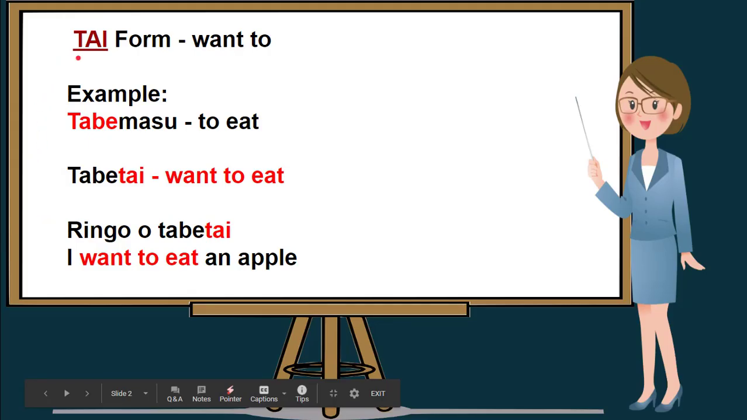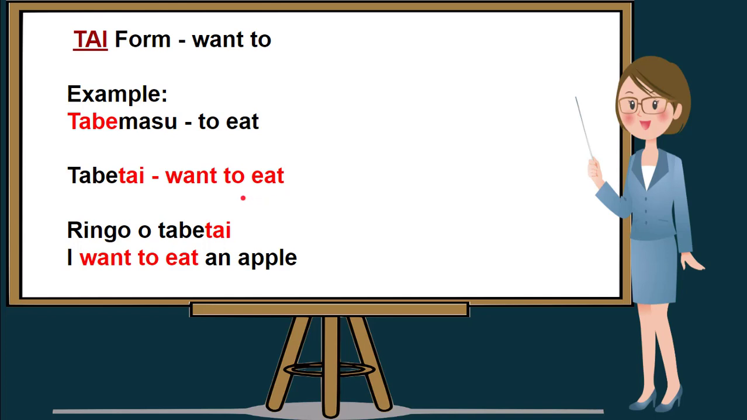In this lesson, we will be using the tai form, meaning want to. This should be added at the end of every verb to form want to. For example, tabemasu, meaning to eat. Tabe is the verb. If we put tai at the end of tabe, it means want to eat. So, tabetai means want to eat.